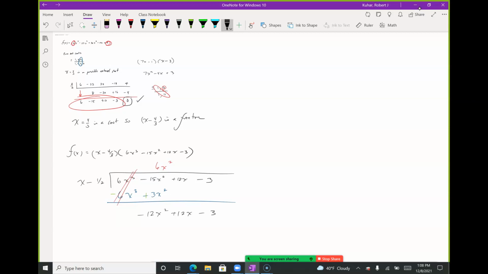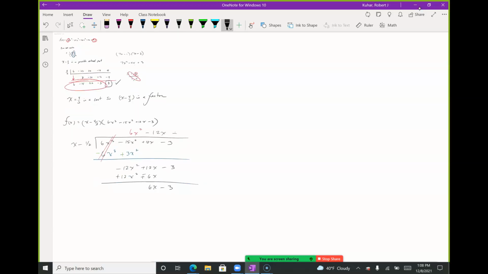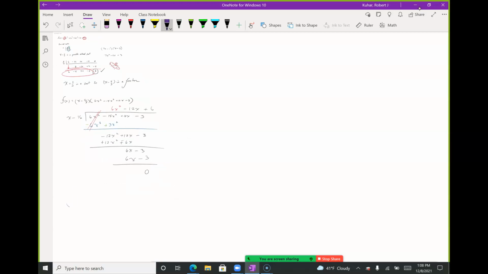So x times what will get me to negative 12x squared? That's negative 12x. Come back and multiply. Change the signs and add. X times what will get me to 6x? X times 6. Change the signs and add. So that quotient that I just got is my new depressed equation. So f of x is now x minus 4/3, x minus 1/2 times the depressed equation of 6x squared minus 12x plus 6. That one you could factor out another 6. And then the remaining quadratic has complex roots, so nothing else to do.